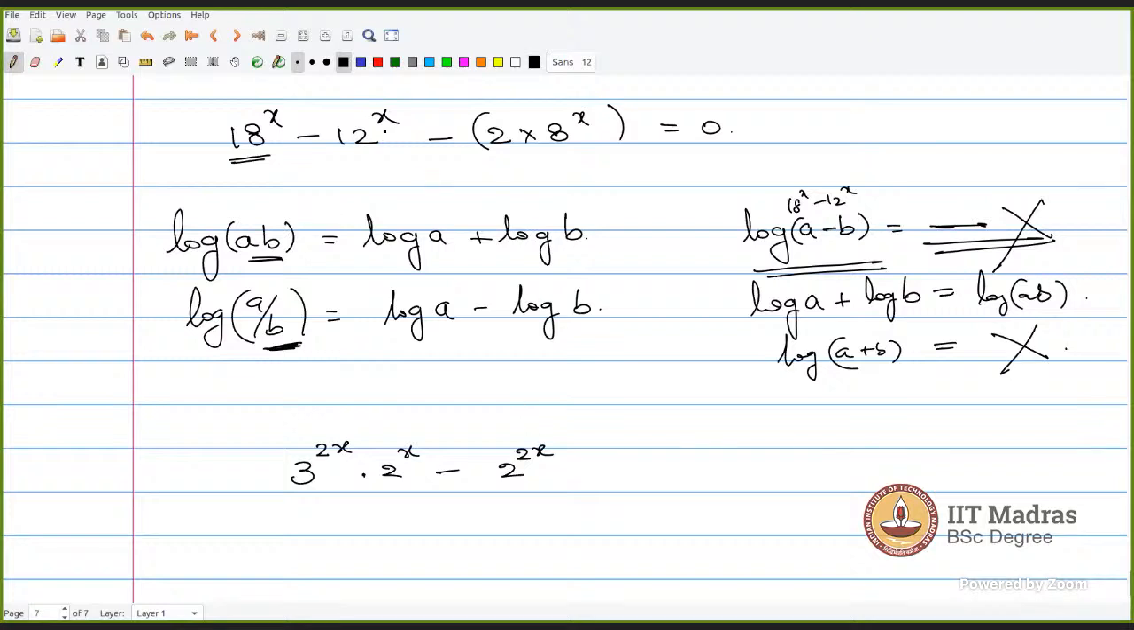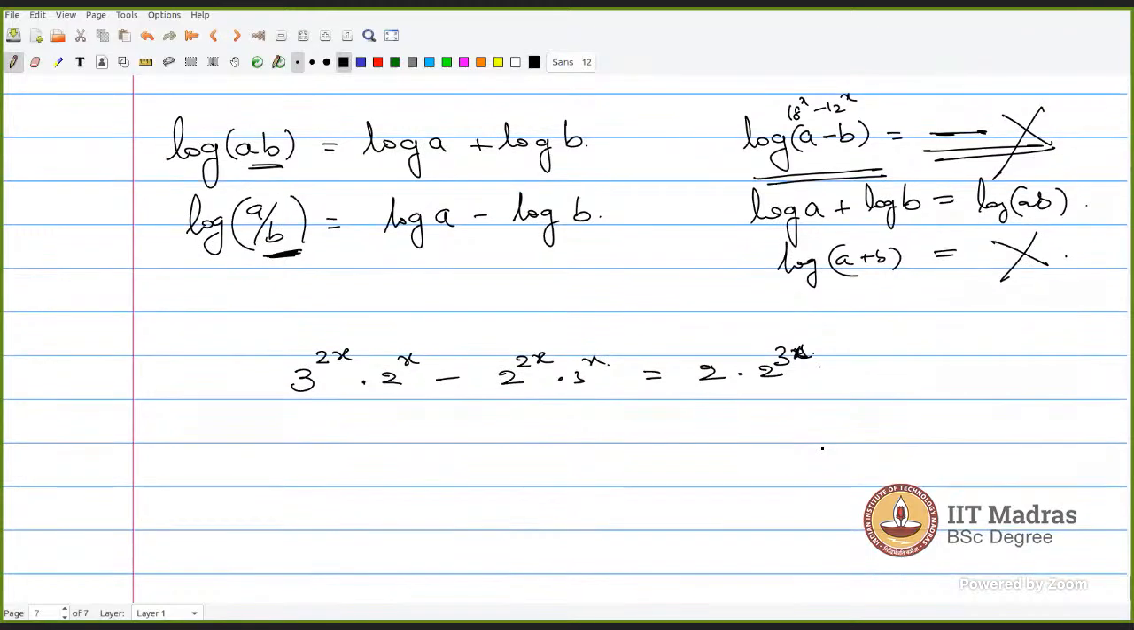I am just writing this 12 power x as 2 power 2x times 3 power x. Just see, if you multiply it, you will get the same thing. And this will be equal to 2 times 2 power 3x. So this is 3 power 2x times 2 power x. I just simply divide. If you can see here, there is 2 power x and 3 power x. There are two things.